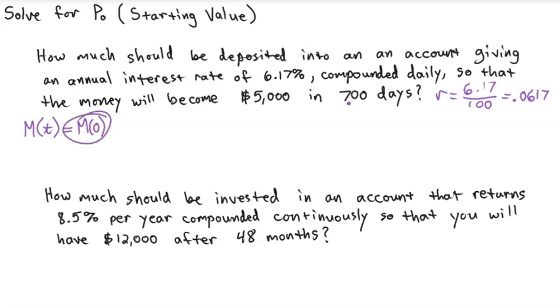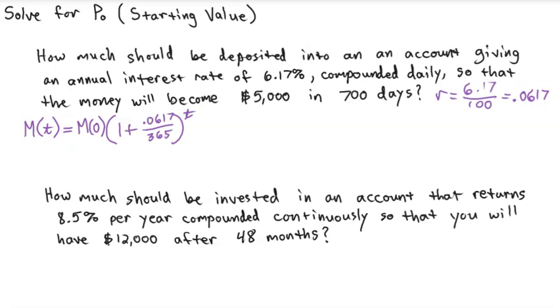So it's going to be money at time 0 times 1 plus, because it's a growth, and we have to take our rate, 0.0617, divide it by 365. Why are we dividing by 365? Because our interest rate is yearly, it's annual, but we're being asked about days, and it's compounded daily, okay? So we have to divide by 365, and then we have to do to the power of t, and t is in days, okay? And so now we know what m of t is.